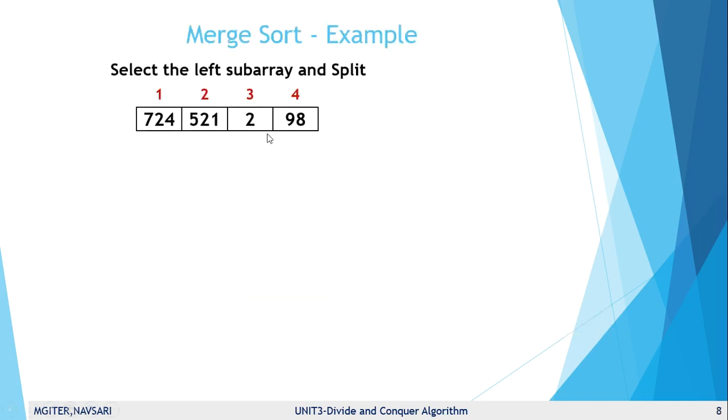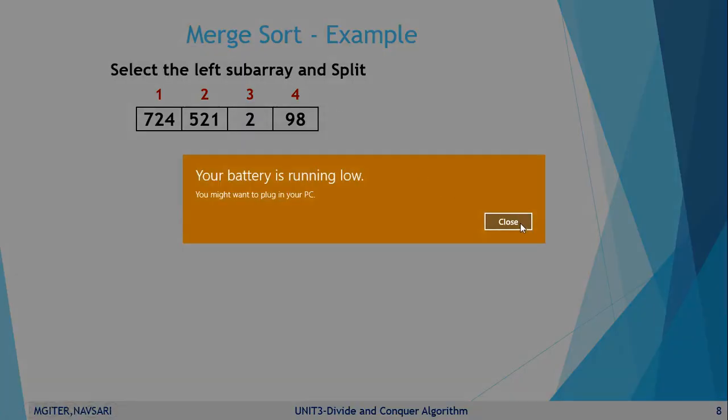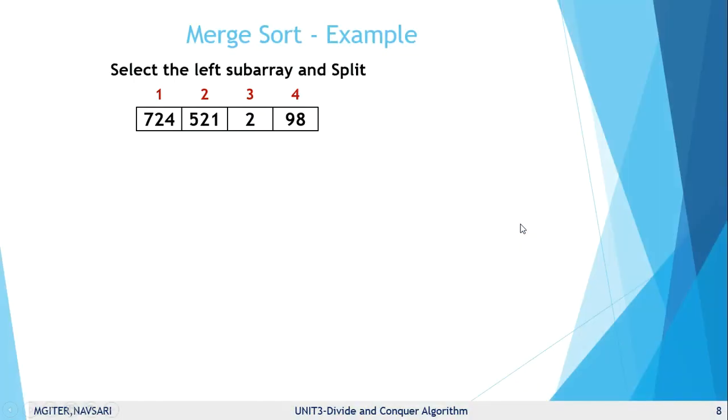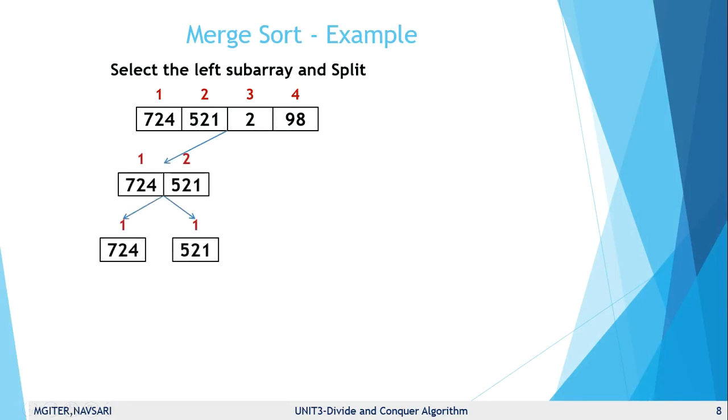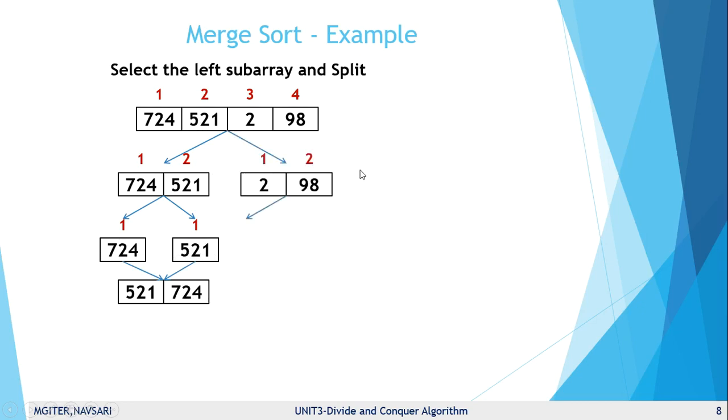Now we divide the left sublist into two parts from index 2. Again we divide into two sublists. Now here we get two sublists containing 1 element each. Now we merge them into sorted order. Now 521, then 724. Now again we divide into two sublists.